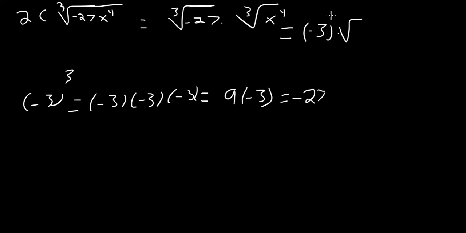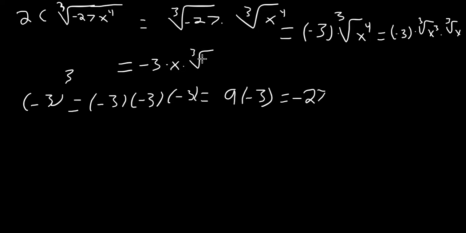And now we have the cube root of x to the fourth, which we will separate to be negative 3 times the cube root of x cubed times the cube root of x, which will become negative 3 times x times the cube root of x, and that is our solution.